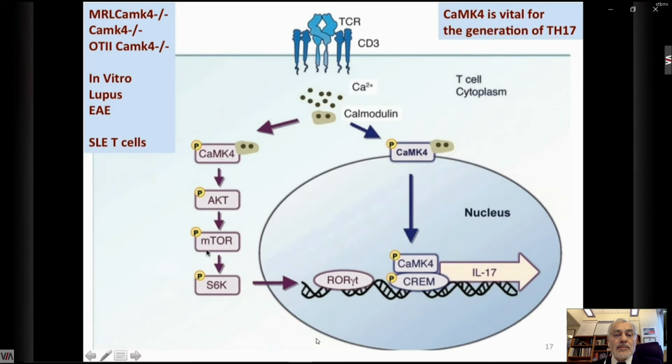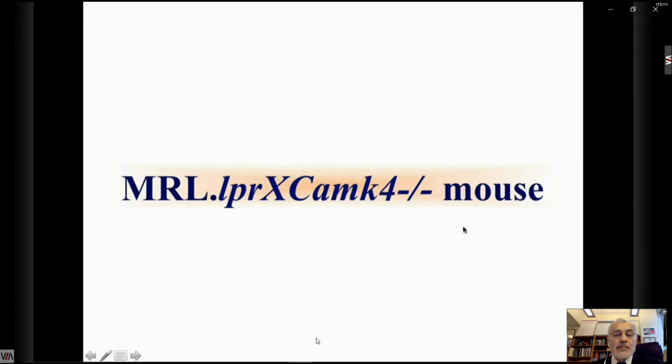Simultaneously, CAMK4 phosphorylates AKT, which in turn phosphorylates mTOR. We know that because the phosphorylation of the substrate of mTOR is increased. So CAMK4 accomplishes enhancement of IL-17 production through two distinct mechanisms. One involves this pathway here, and the binding of ROR-gamma T, the canonical transcription factor for IL-17, and the binding of CREM after it's been phosphorylated.